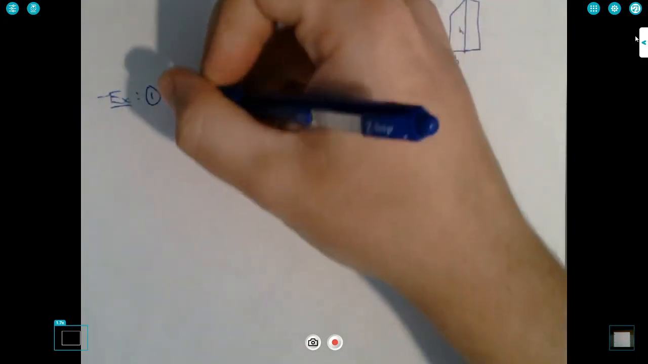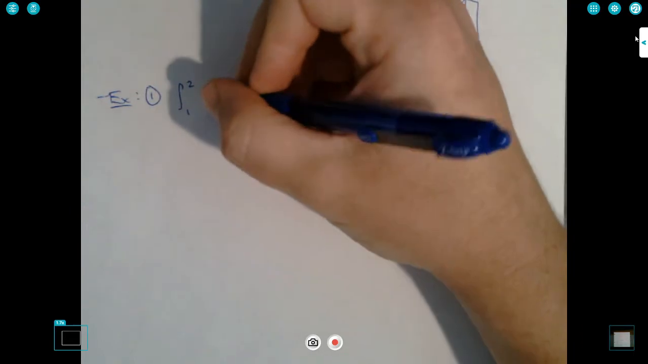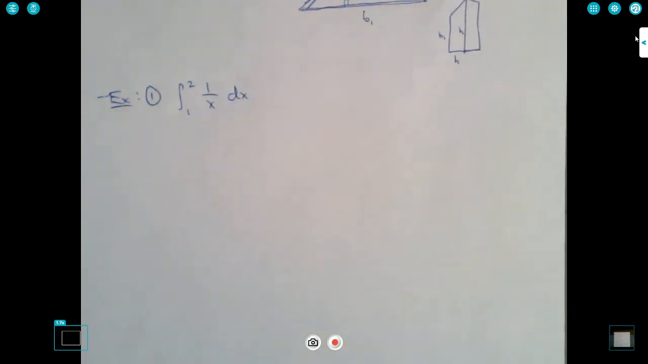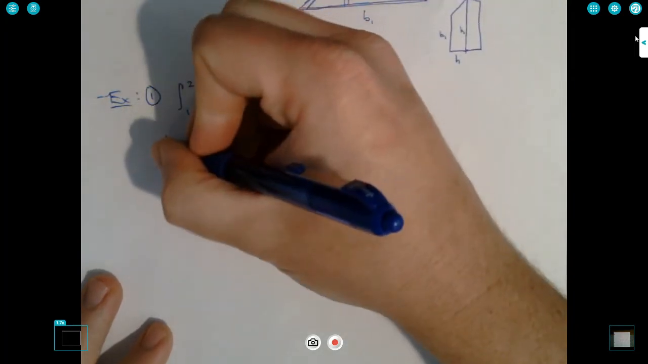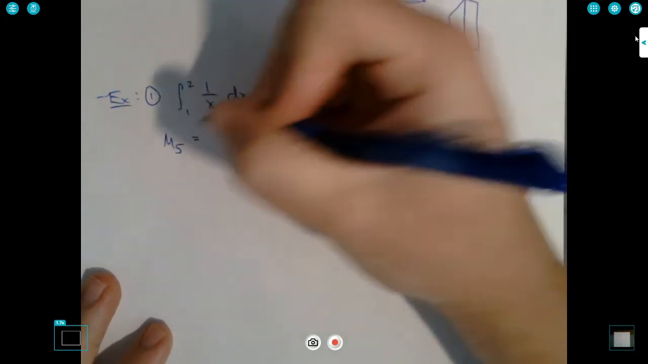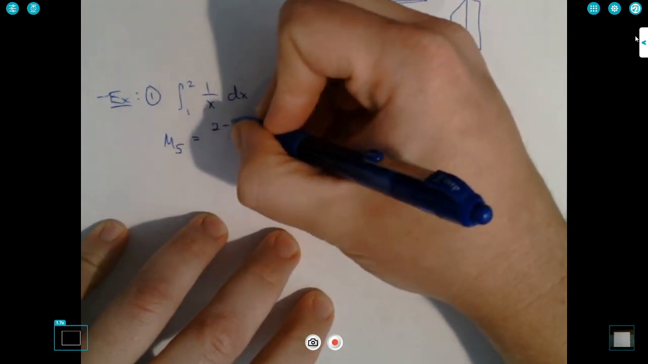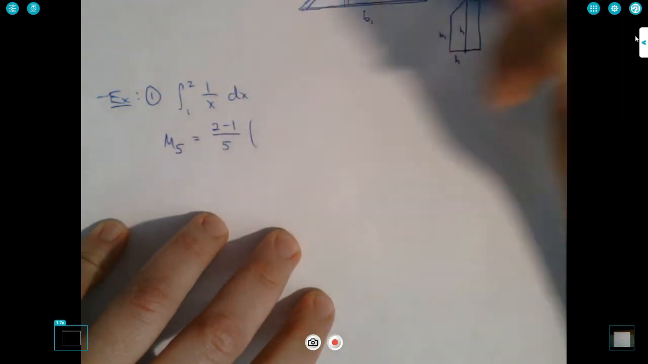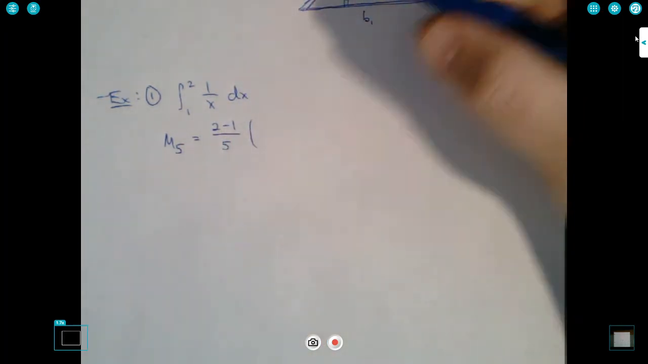Okay, so the integral that we want to approximate is the integral from 1 to 2 of 1 over x dx. For M5, that's the midpoint approximation. For the midpoint approximation, M5 is (b minus a) over n times the midpoint of each interval.